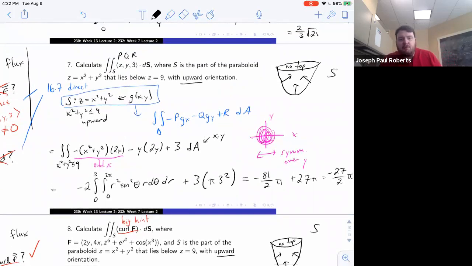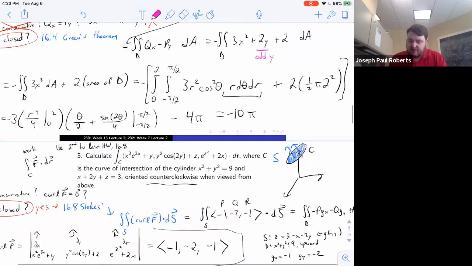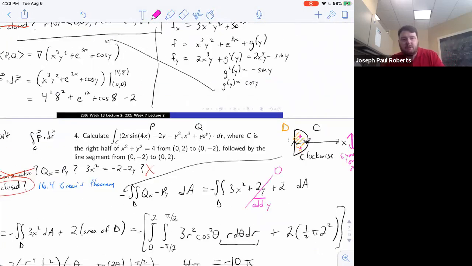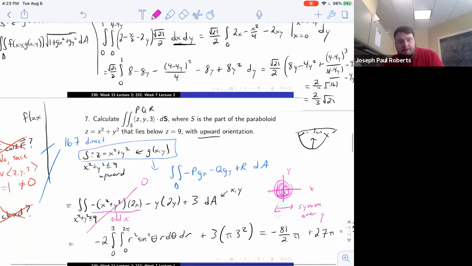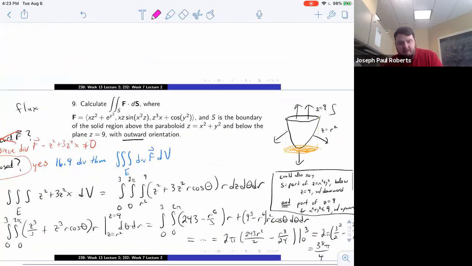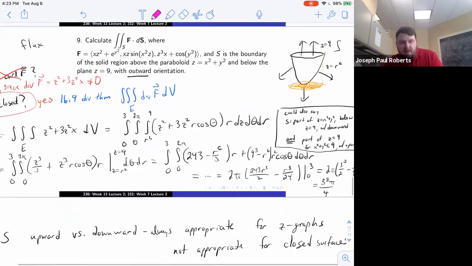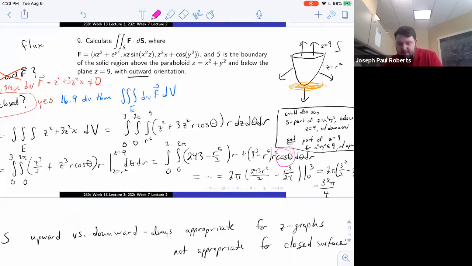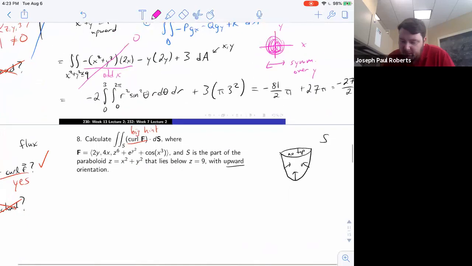So again, if you're not comfortable with these symmetry tricks for getting 0 for certain terms, when you go to integrate cosine theta from 0 to 2 pi, you'll get 0. So if you don't see the symmetry at that stage, it'll take care of itself once you do the theta integration. That happened down here, but I didn't show that step. But when you integrate cosine theta from 0 to 2 pi, you get 0.